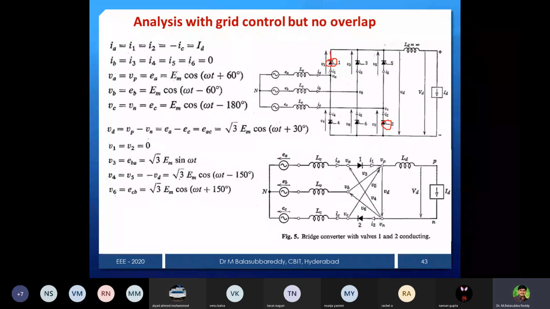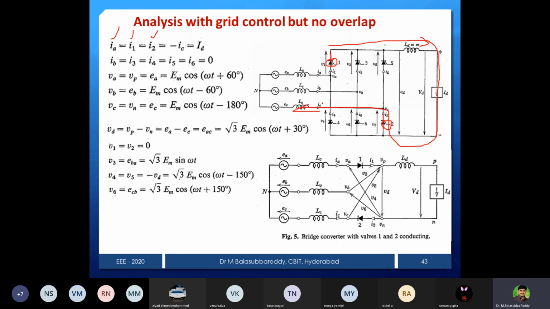You can see 1 and 2 are conducting. We can notice that current IA is nothing but I1 current, because whatever the device current is, I will represent it with the same name. So valve 1 current is I1, valve 2 current is I2, like that. Then IA, IB, IC are the supply currents. So now IA goes to I1 only, therefore IA is equal to I1. Then it goes to the load, and returns from valve 2 to the output. So the same current goes to I2 also. That's why I mentioned I2.